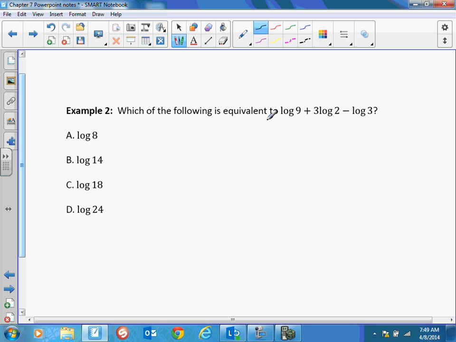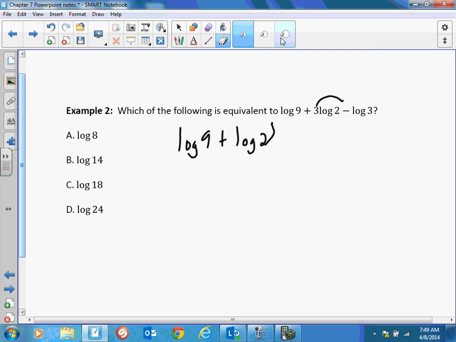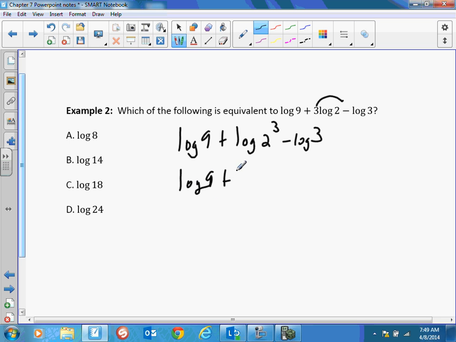So this one says, which of the following is equivalent to this? Well, this one we can write as a single logarithm by going backwards. The first thing we could do is move that 3 as an exponent. So log 2 to the 3rd. Okay, because any number out in front you can move as an exponent. Next thing we can do is simplify that. So we have log 9 plus log 2 to the 3rd power is 8 minus log 3.